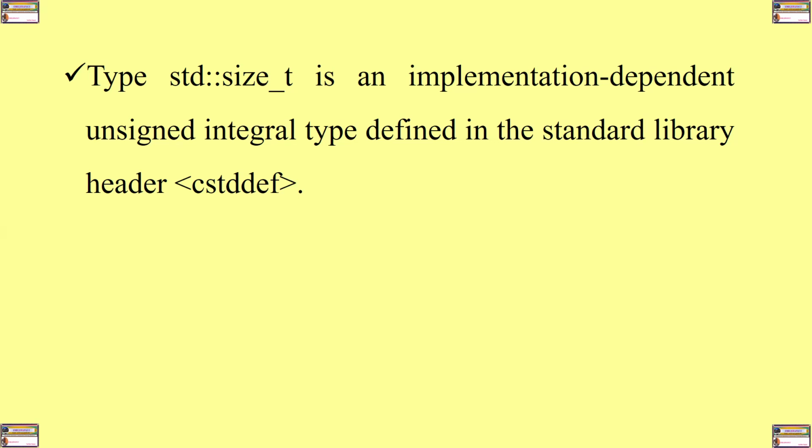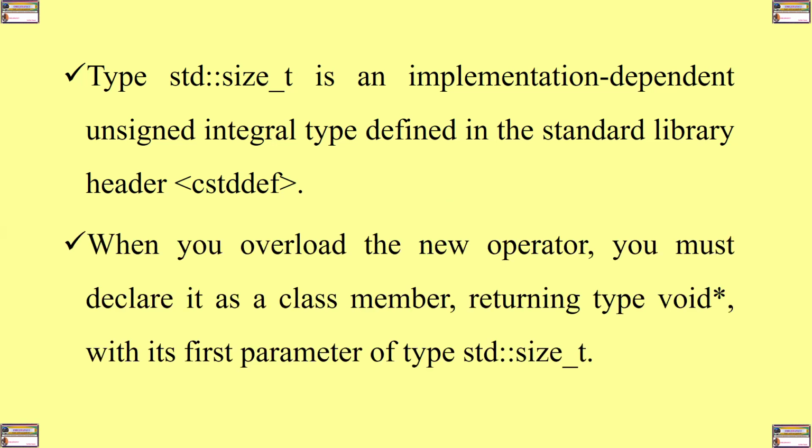And therefore, if you are going to use size_t, then you must have the preprocessor directive cstddef within your program. When you overload the new operator, you must declare it as a class member, returning type void pointer, with its first parameter being of type size_t, whose scope is std.